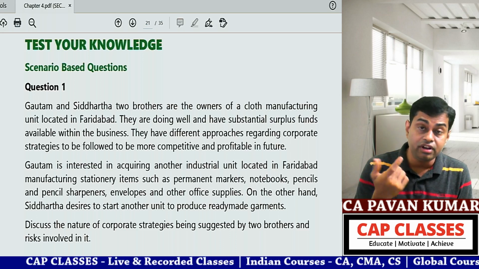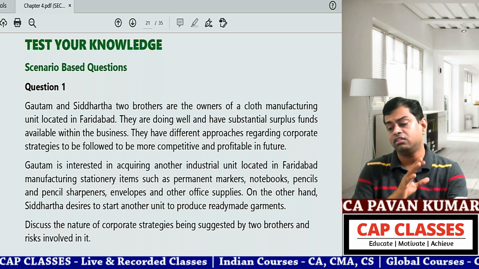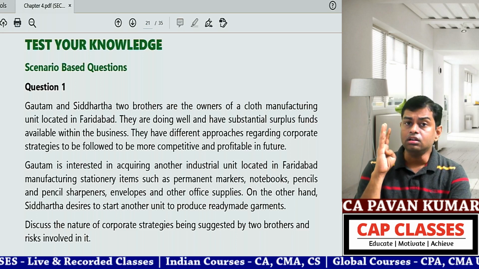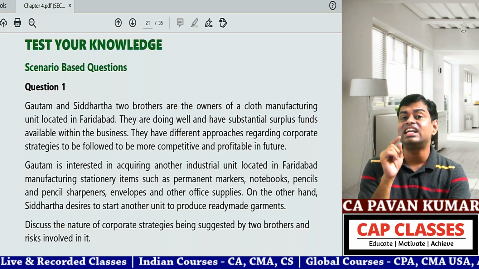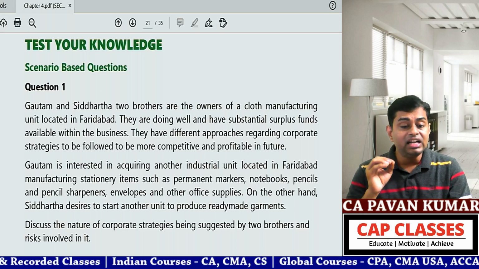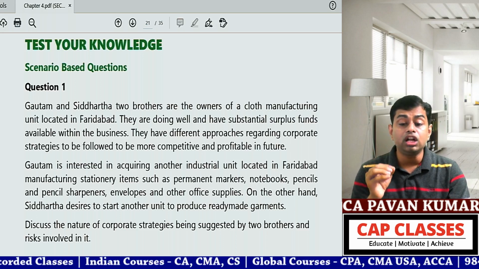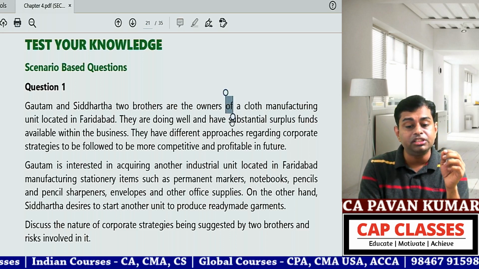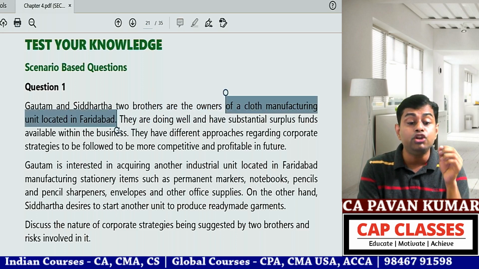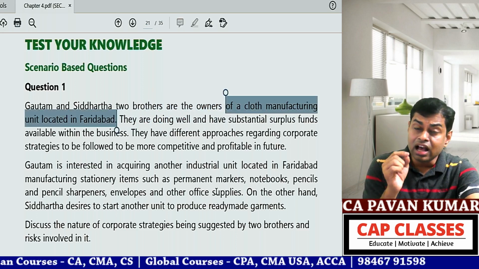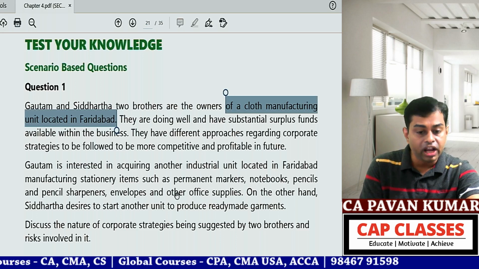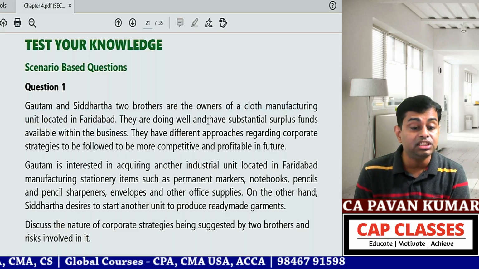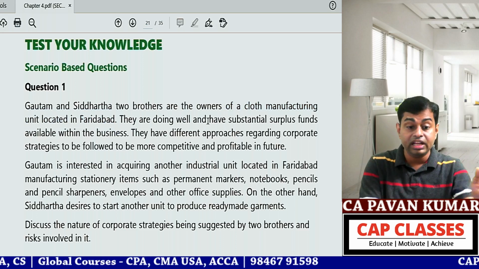So let us go to question number one straight without wasting much time. Chapter 4, corporate strategies, case study 1. Gautam and Siddhartha, two brothers, are the owners of cloth manufacturing unit located in Faridabad. So what is their present business? They are cloth manufacturers. They are doing well and have substantial surplus funds available within the business. Congratulations, they have a lot of money.